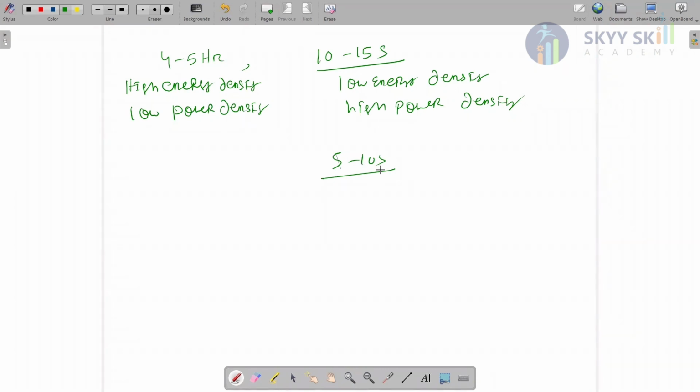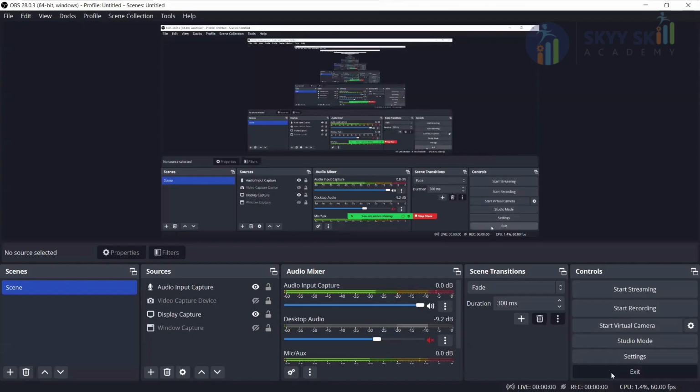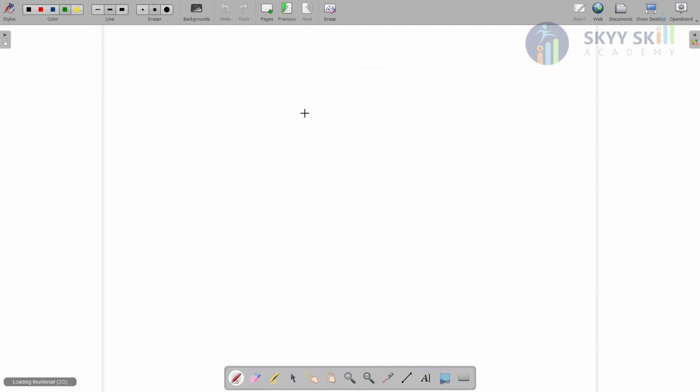So your system should be developed in such a way that it can accept that much energy very fast. Hence, batteries are not used for storing the energy generated during regeneration, while capacitors are used. Now, why are capacitors used? Before going to that, let us know the working of a capacitor.